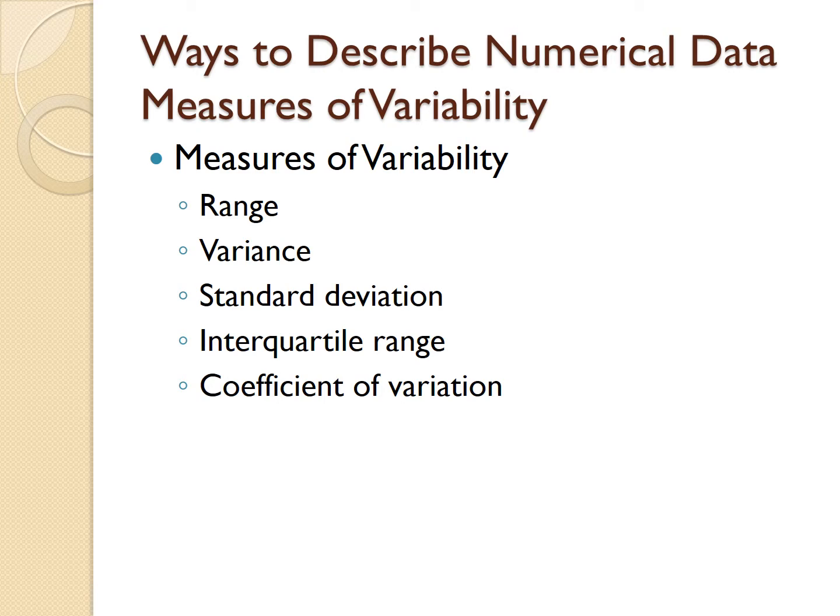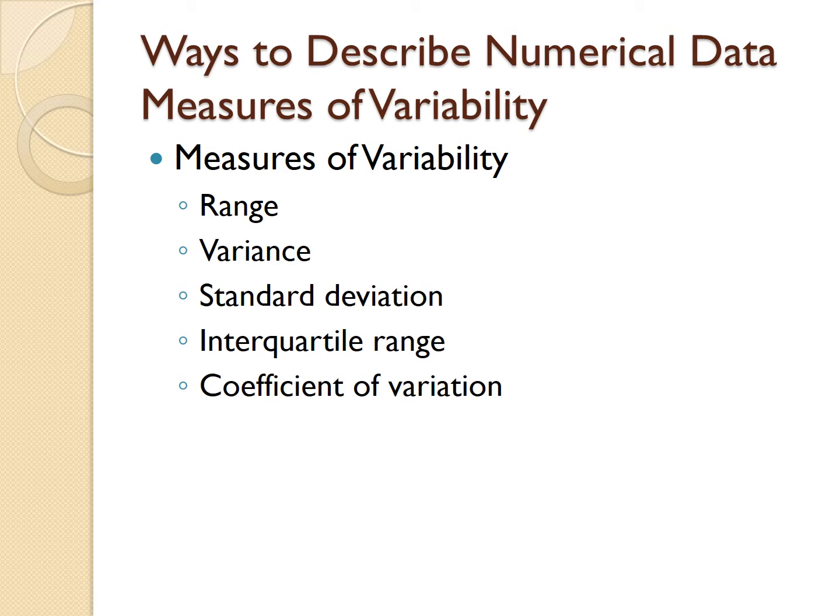In statistics, dispersion is also called variability, scatter, or spread. It denotes how stretched or squeezed a distribution of data is. Measures of variability include range, variance, standard deviation, interquartile range, and coefficient of variation.